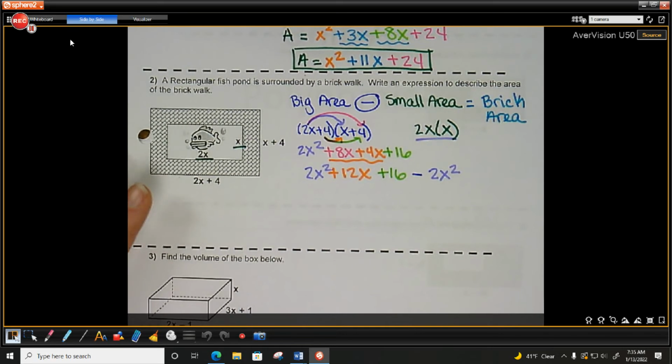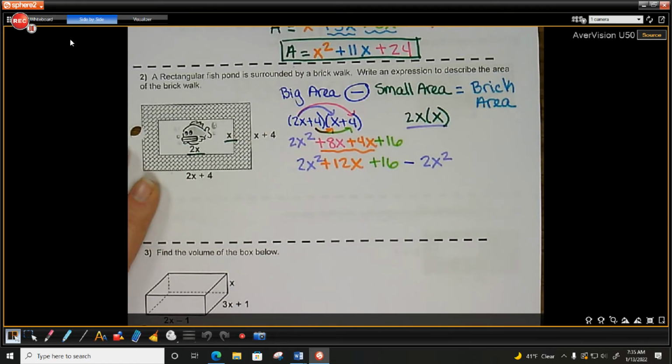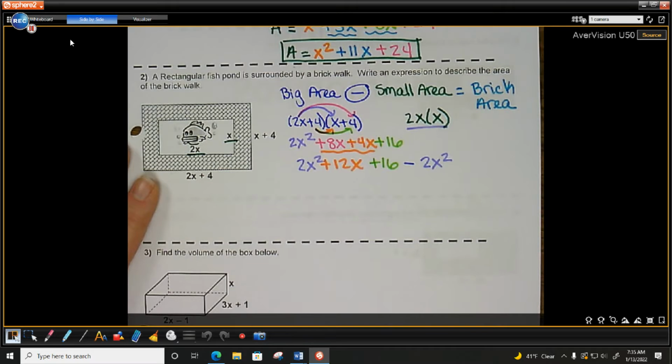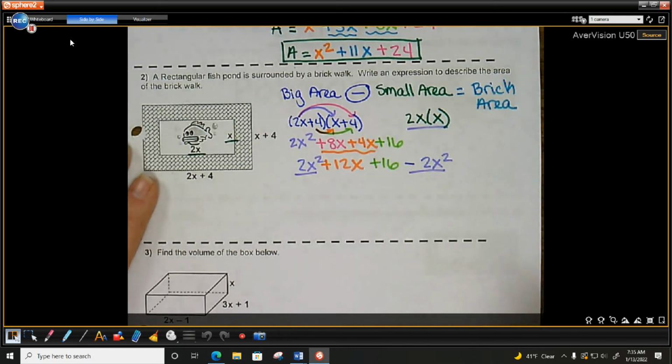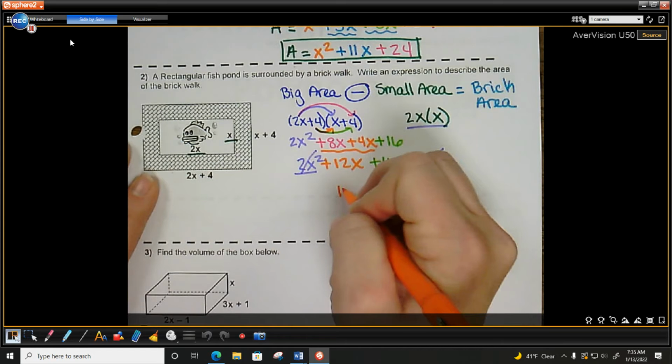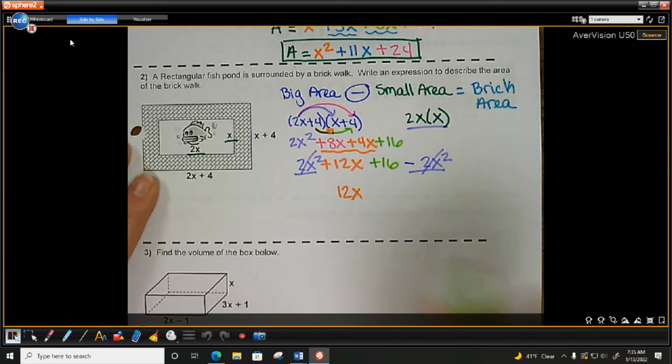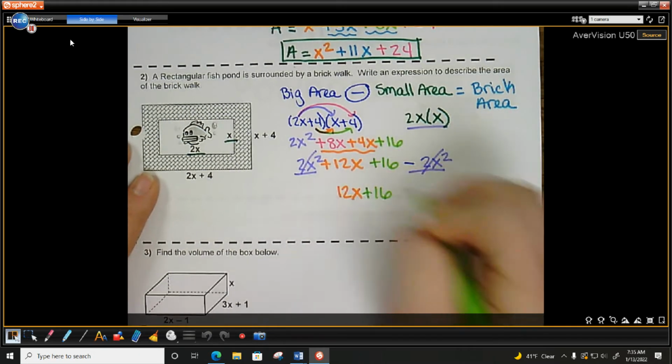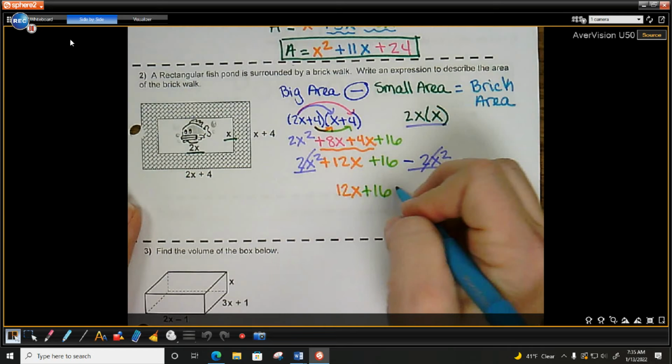Okay, what are we going to do next, Alex? We're going to take away, actually it's going to cancel each other out. It's going to be numbers, so it'll just be 12x plus 16. Great job. This 2x minus 2x cancels each other out. So Alex said we're left with 12x plus 16. And that's going to equal the brick area.